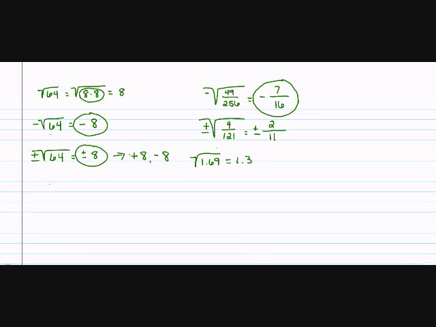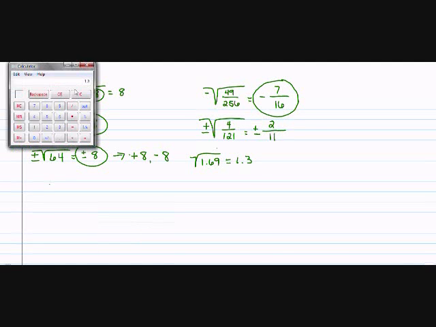Notice you can double check yourself and make sure you're right by saying, because the answer times itself will give you whatever's inside your radical. If I said 1.3 times 1.3, I'm going to get my answer right back.